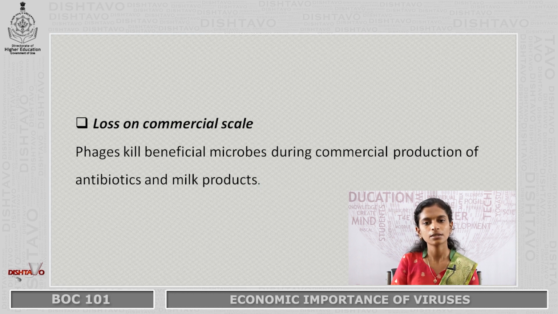The phages will kill the beneficial microbes which are present in the production of antibiotics and milk products. So this will create a loss on the commercial scale.